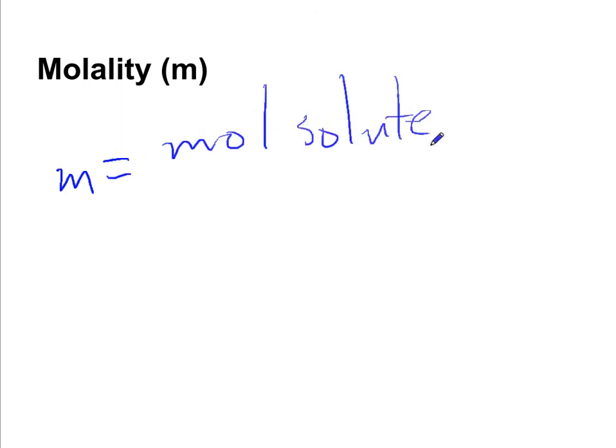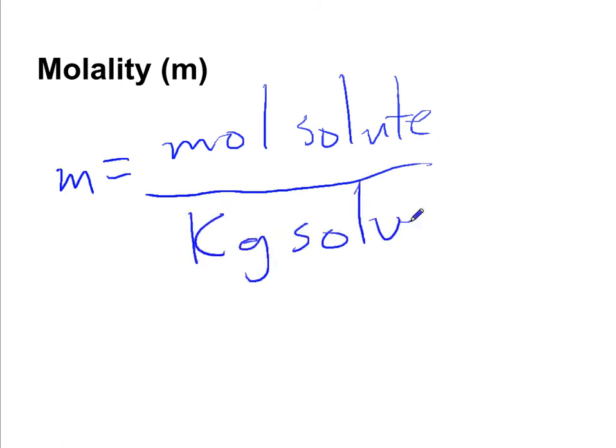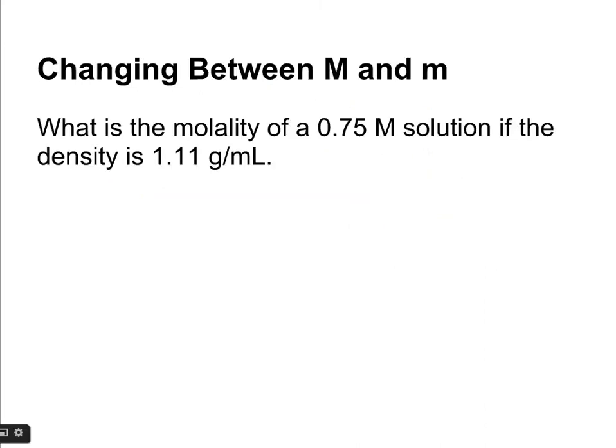Next is molality. It's very similar to molarity, so similar that they even have the same letter for an abbreviation. Molarity is capital M, molality is lowercase m. Molality is moles of solute per kilogram of solvent. So it works real similar to molarity, it's just moles of solute per kilogram of solvent. If you know the density of a solution, you can convert between the molarity and molality of it, because the values are not going to be the same.